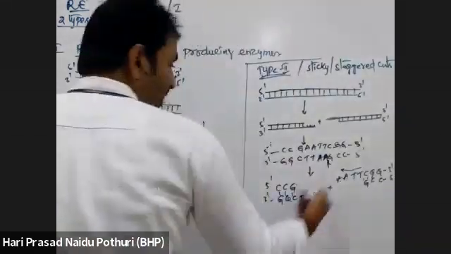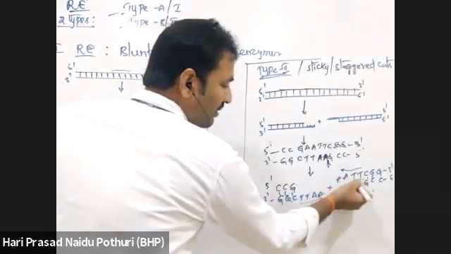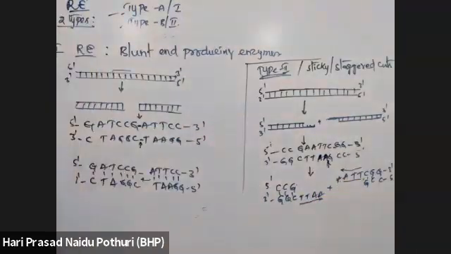Why are these joined very easily? They are single stranded fragments. Those single stranded fragments have complementary nucleotide sequences. When complementary nucleotide sequences are there, by decreasing the temperature, those complementary nucleotides can be joined.